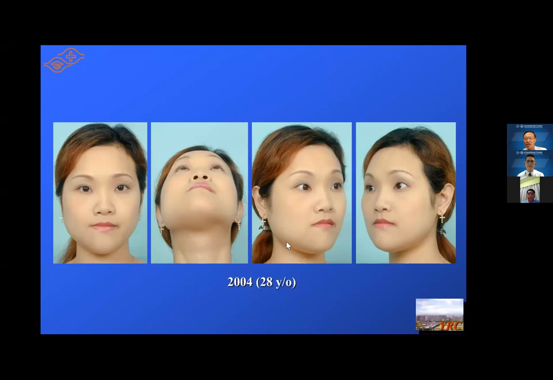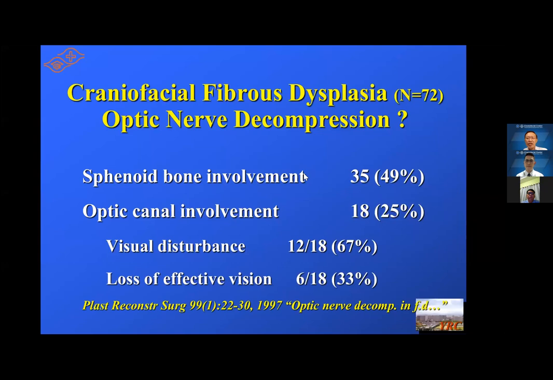Well, as you can see, we have about 35 patients with sphenoid bone involvement, and the optic nerve is involved in about half of them, about 25% of this craniofacial bone area. About two-thirds of these patients have visual dysplasia, either dystopia or weakness, or the so-called loss of vision in six cases. So we think that optic nerve decompression can help.